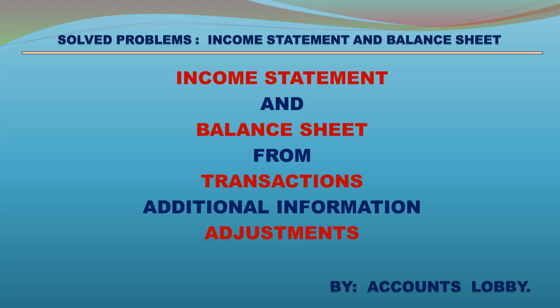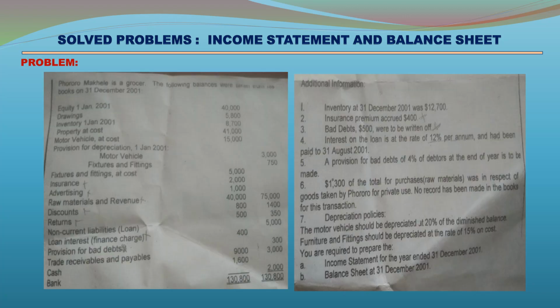Solved problems. Income statement and balance sheet. How to prepare income statement and balance sheet from transactions, additional information and adjustments. Problem. Fororo Makhili is a grocer. The following balances were taken from his books on 31st December 2001.